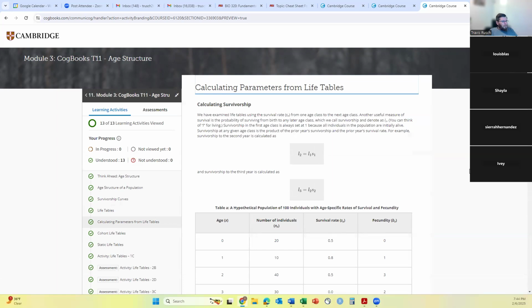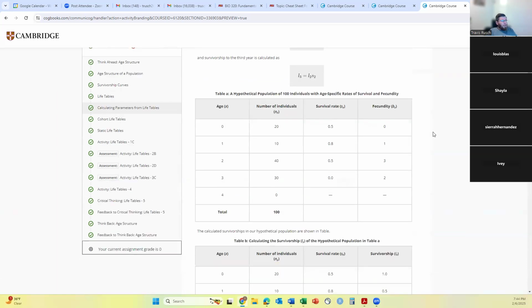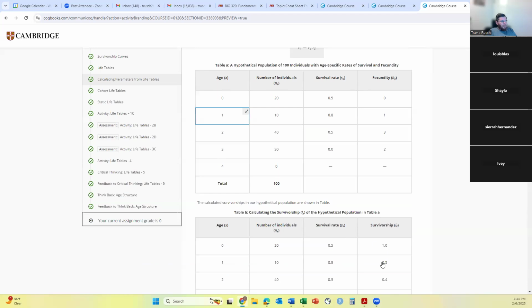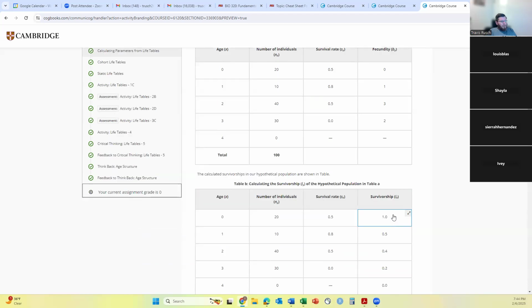Okay, and then this is going to show how we have another variable that we can add in. So we had talked about survival rate, fecundity, the number of individuals, and age, but now it has survivorship. The survivorship is going to be worded a little different, right? That's survivorship from birth to a certain age. So from 0 to 1, from 0 to 2, from 0 to 3, from 0 to 4.